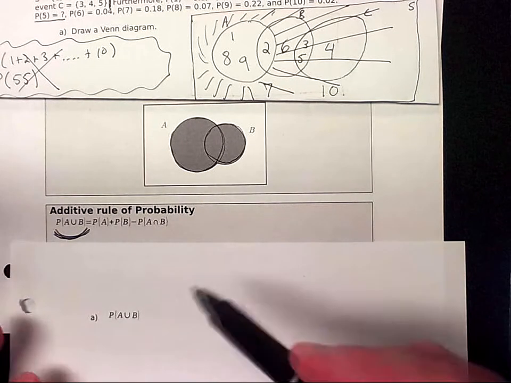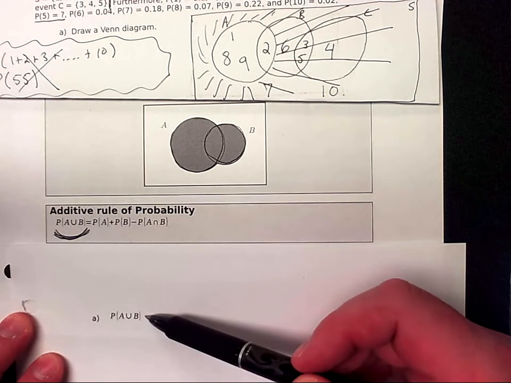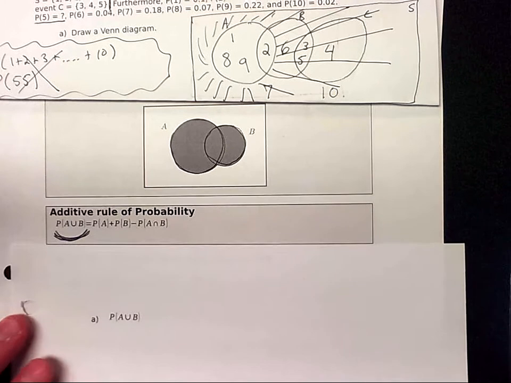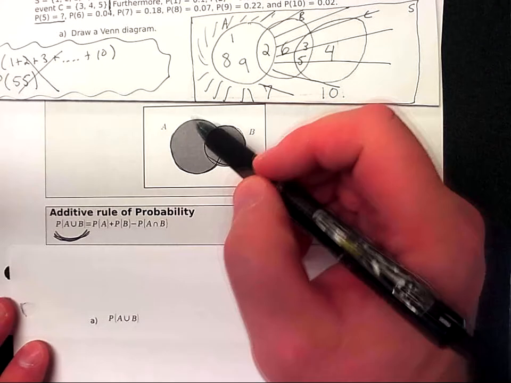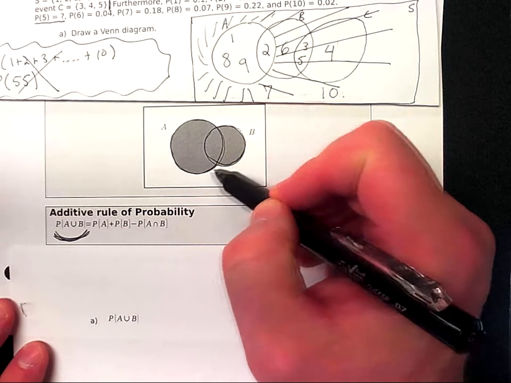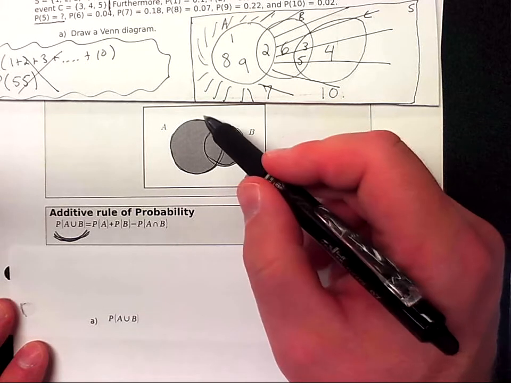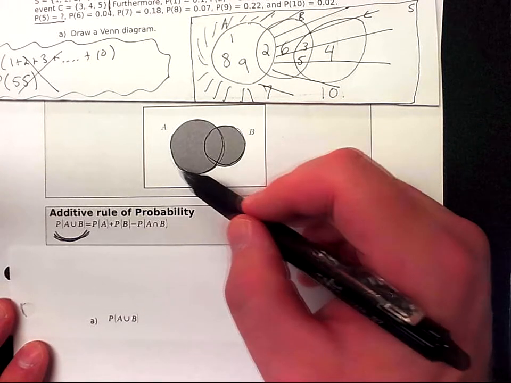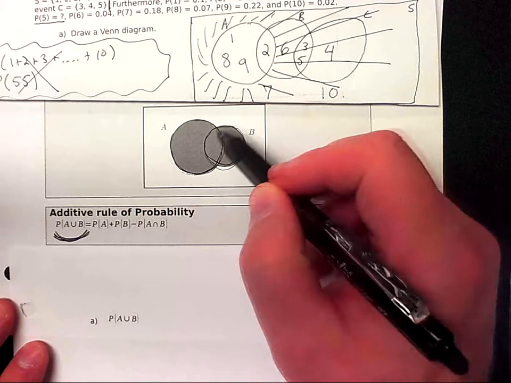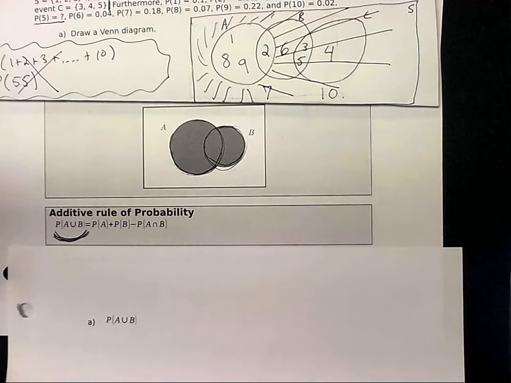All right. We're trying to figure out the probability of A union B. What we're trying to do here is figure out the probability of everything that is in A and everything that is in B, or a better way of saying that is everything that is in A or everything that is in B. So we want to have those two things completely combined. So we're trying to find this entire shaded region right here.